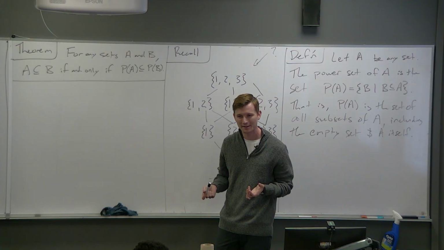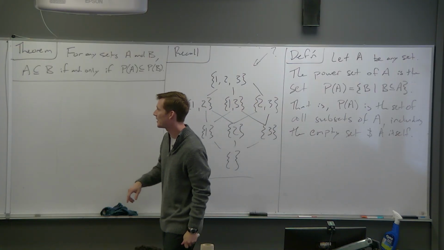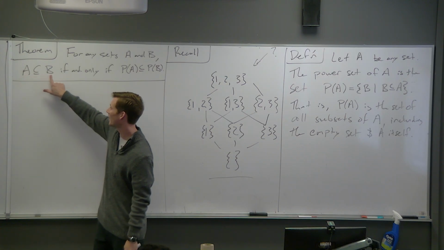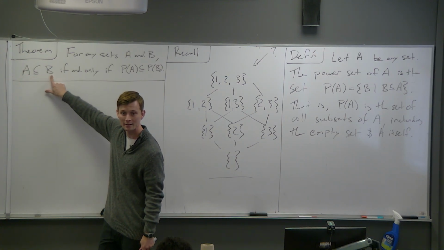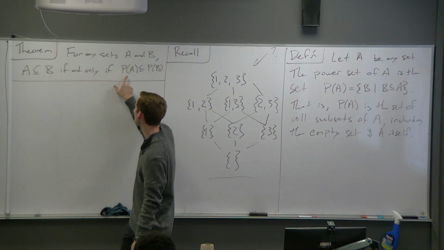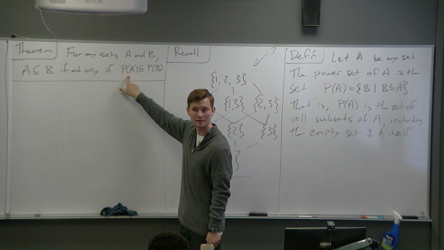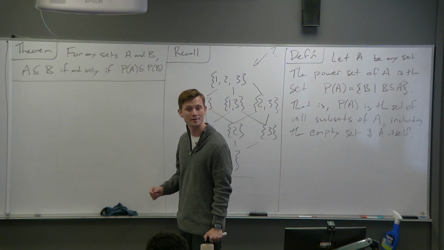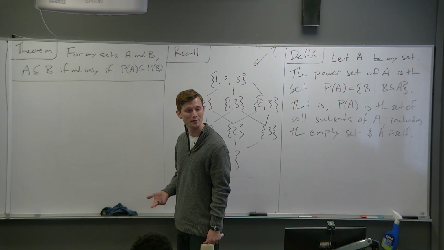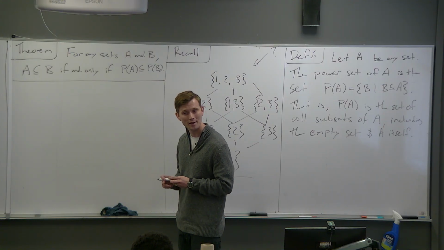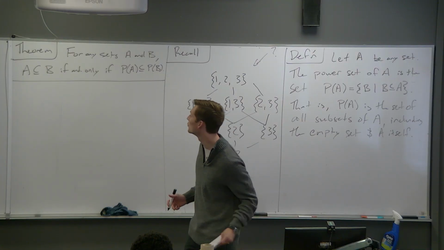Let's think about what this is saying. This is saying that if every element of A is an element of B, then if you look at all of the subsets of A, well, each one of those possible subsets is also a subset of B. Does this seem reasonable? Okay, let's try to prove it.